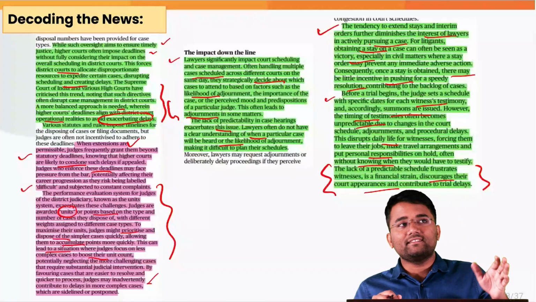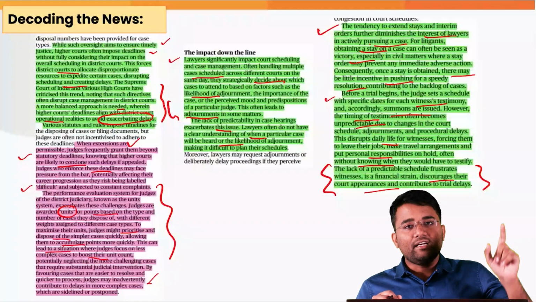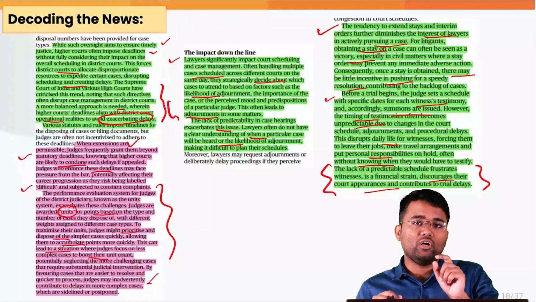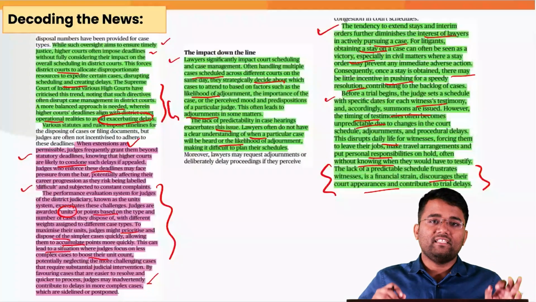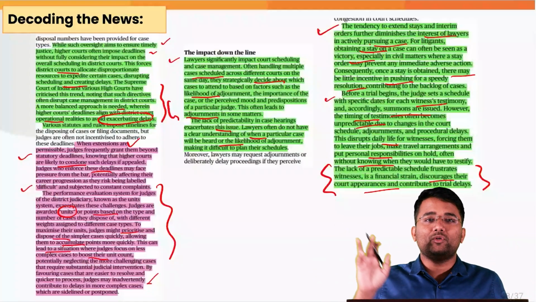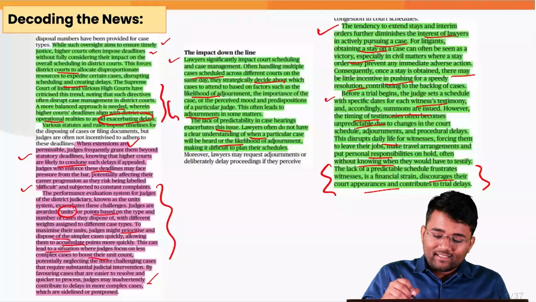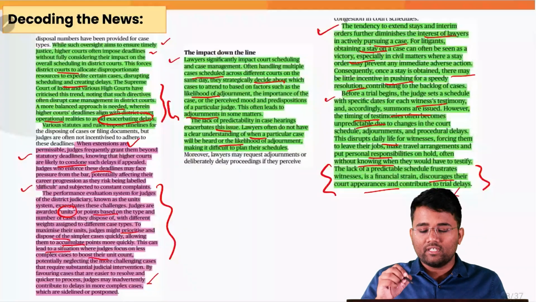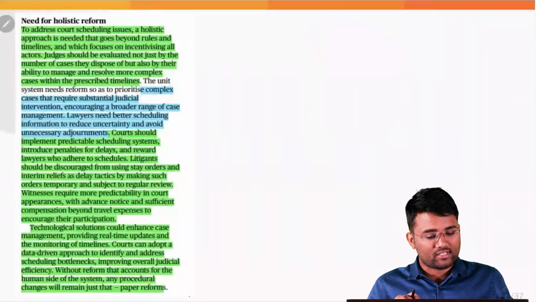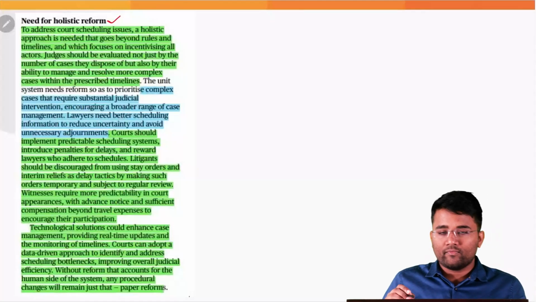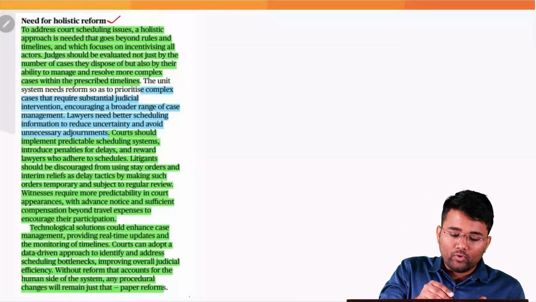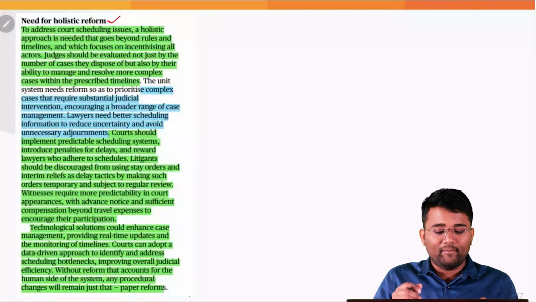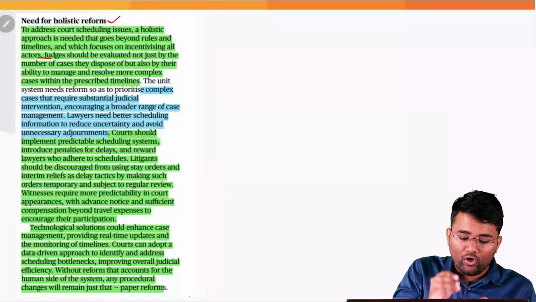But let's suppose there is a clear-cut timeline that on the 7th day this particular witness will come. He would be present, because it is very much predicted that the testimony of that particular witness is going to happen. So due to this lack of predictability in court management or case management, the witnesses further become hostile. So what we need is holistic reforms. First, we need to address the court scheduling issues. A holistic approach is needed that goes beyond rules and timelines and which focuses on incentivizing all actors.